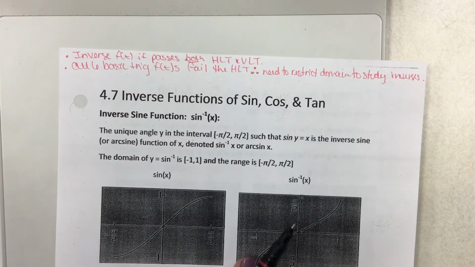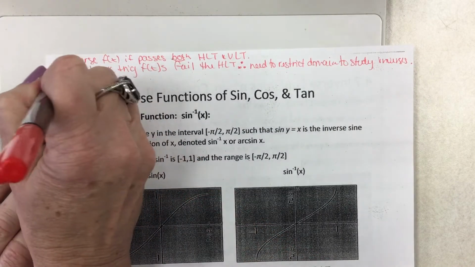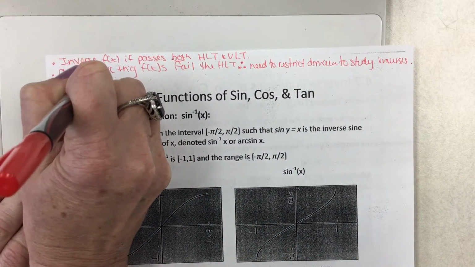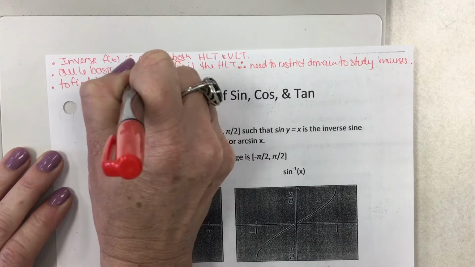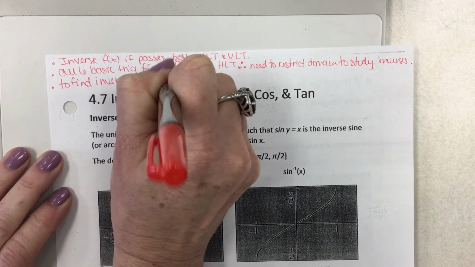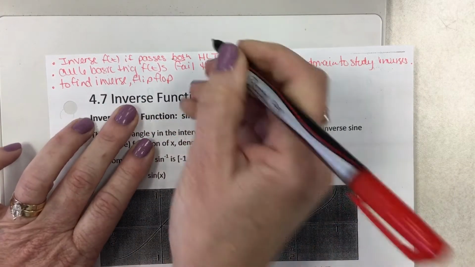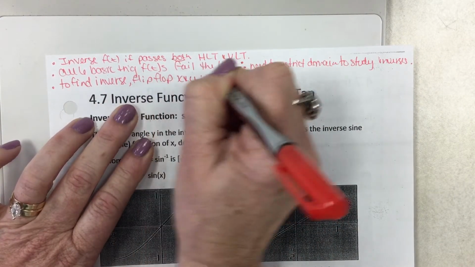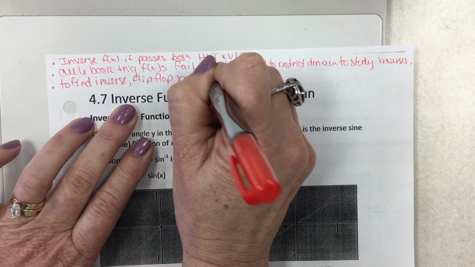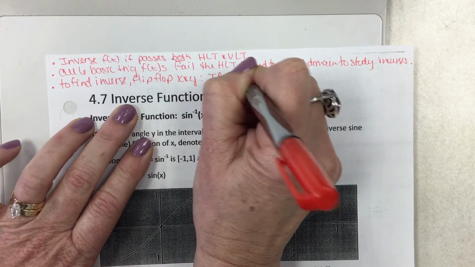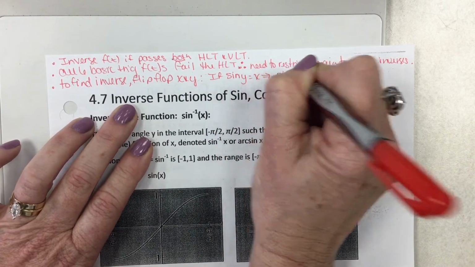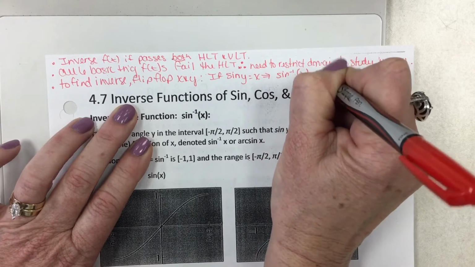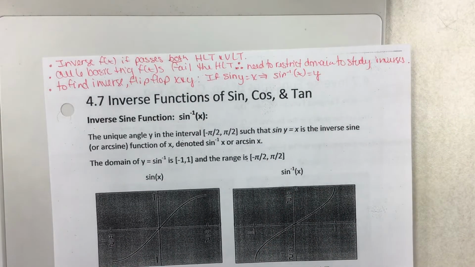Now again, another little definition of an inverse. To find the inverse of a function, you flip-flop, that's a really high mathematical term, flip-flop our x's and y's. So for instance, if sine of y equals x, then I know the inverse, inverse sine of x, is going to equal y, okay? We just flip-flop the placement of our x's and y's for the inverses.